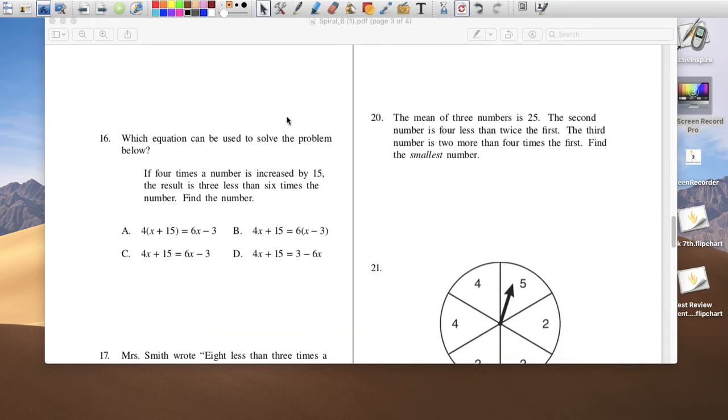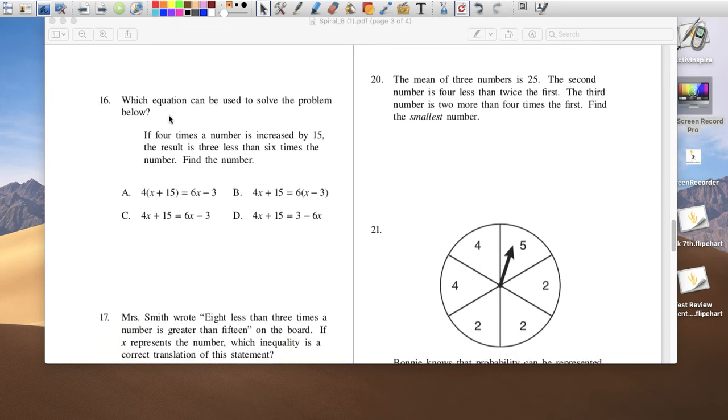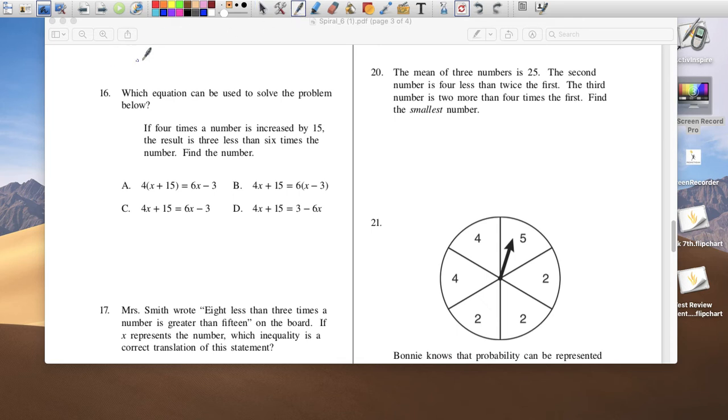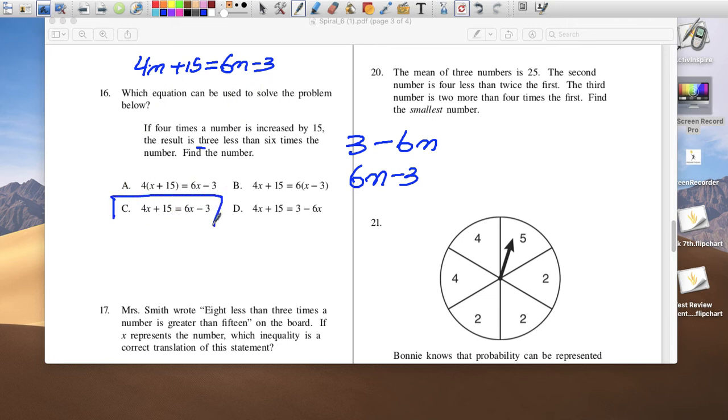Which equation can be used to solve the problem below? 4 times the number is increased by 15, which means plus 15. The result is 3 less than 6 times the number. Just remember, less than is a turnaround word, so this is actually 6n minus 3. So I can put this here. Is there any multiple choice that looks like this? 4n, or 4x plus 15 equals, there we go, except that they use x and I use n.